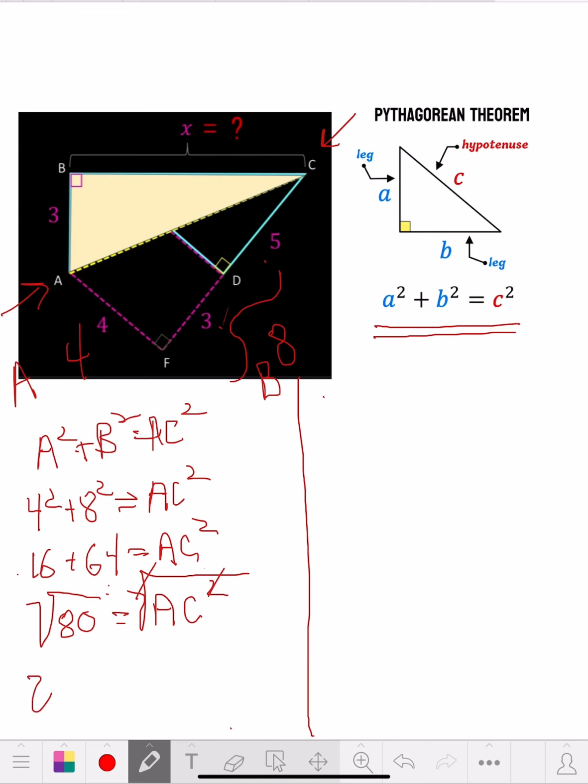So the square root of 80 equals AC. Okay, so now I'm working on this. Let's flip over to the top one now.